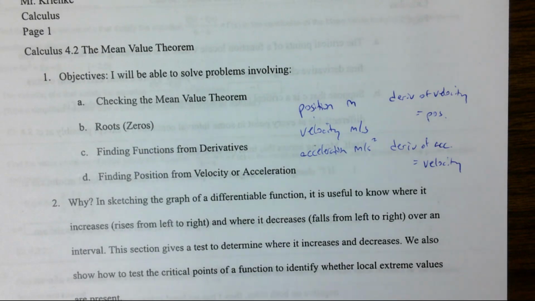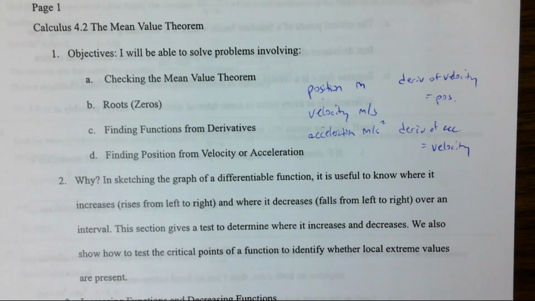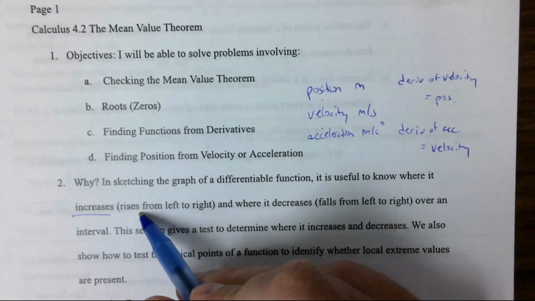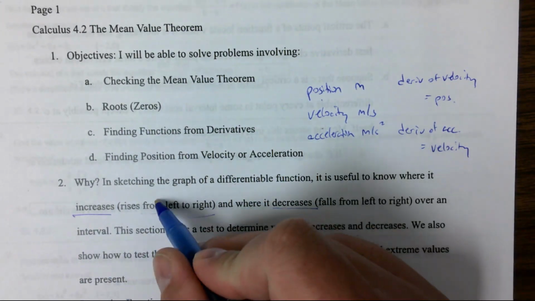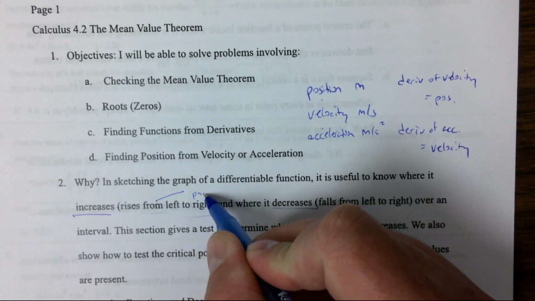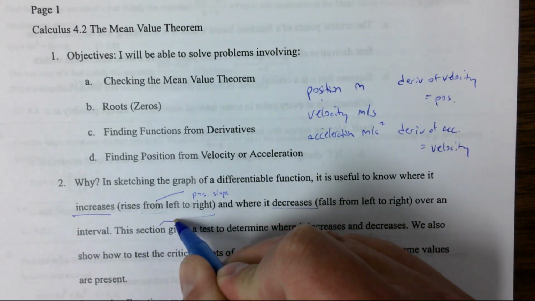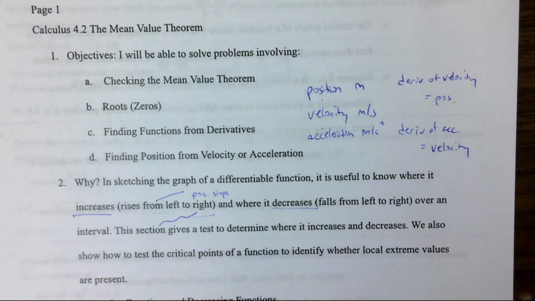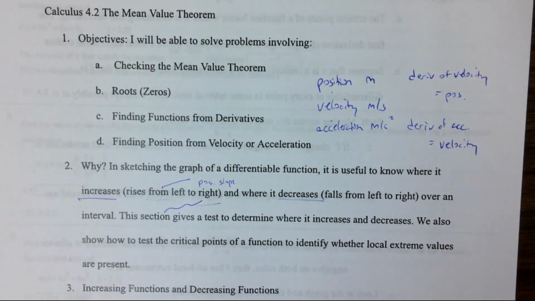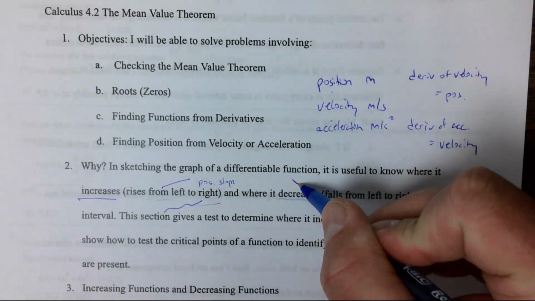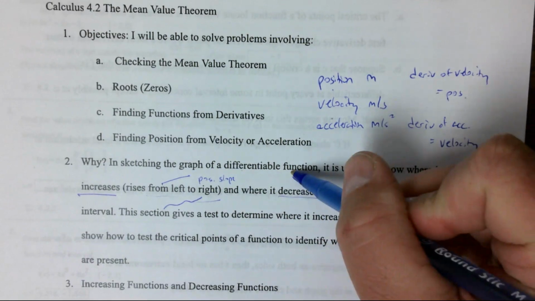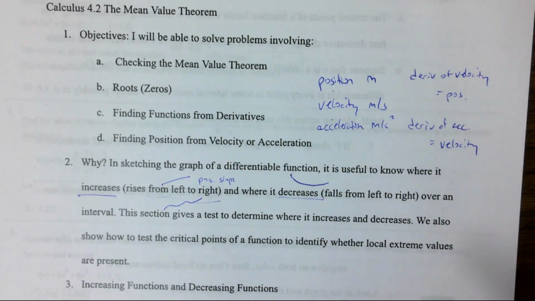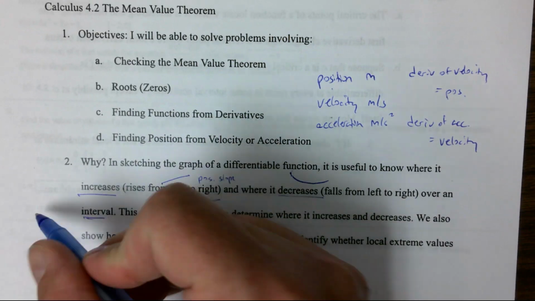Now, what we're about to do is find out where it increases, which means it goes up from left to right, and where it decreases. So increasing is the one like that, which is like positive slope, but it could just be generally increasing but not be straight. And decreasing could be like an upside down square root. And it's over a specific interval, which could be open or closed.